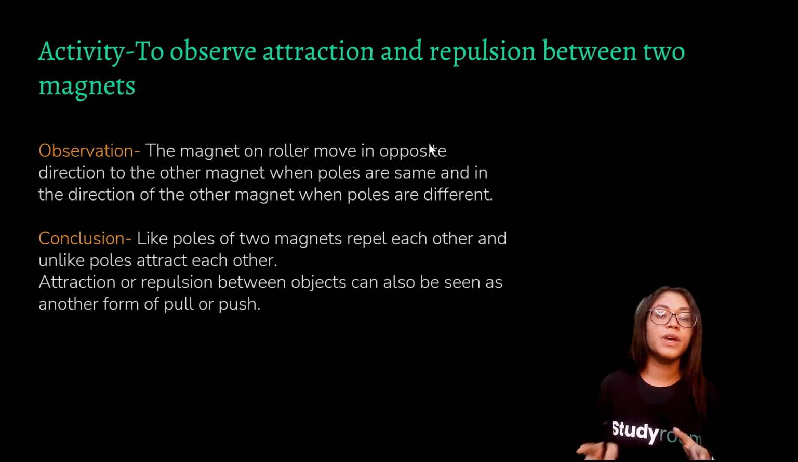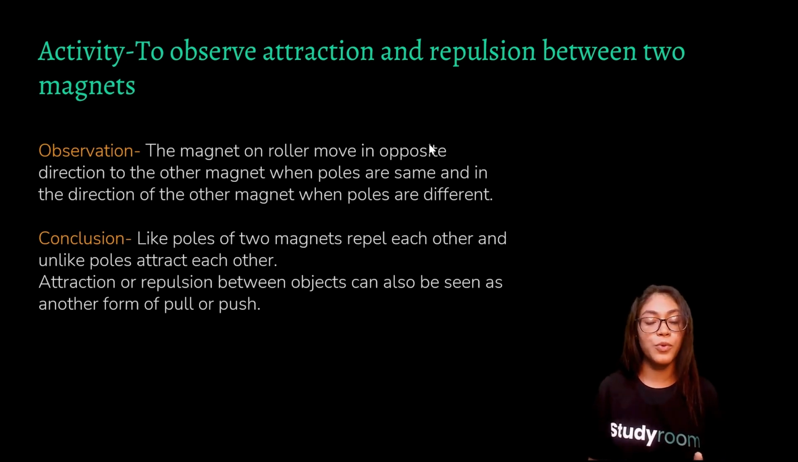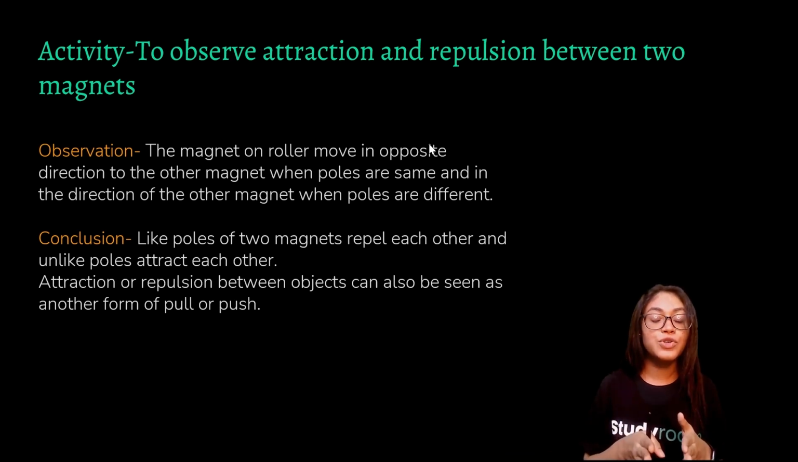That is, suppose they both are north poles, and in the direction of the other magnet when poles are different. Suppose there was a north pole in one magnet and a south pole in the other. So what can we conclude from this? We can conclude that like poles of two magnets repel each other. They push each other away, and unlike poles always attract each other. That is a sense of pull between them.